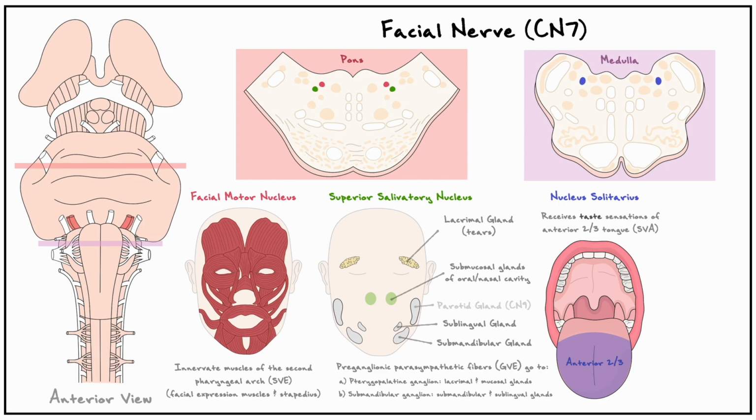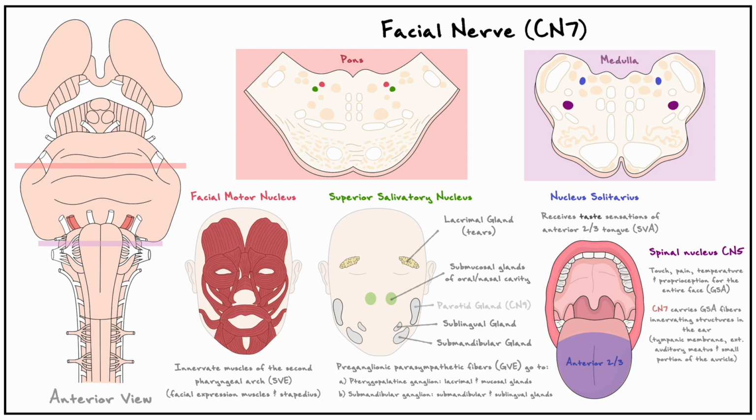The final detail that I want to mention with respect to the facial nerve is that it also conducts sensory fibers. If you recall the spinal nucleus of the trigeminal nerve, you will remember that its main function was to be a receptive zone to the touch, pain, temperature, and proprioceptive sensations of the face. It turns out that the facial nerve feeds this receptive zone by carrying GSA fibers that innervate small structures in the ear, such as the tympanic membrane, the external auditory meatus, and a small portion of the auricle.